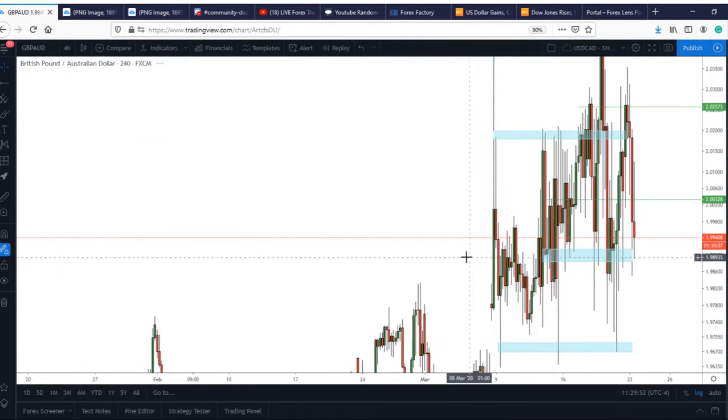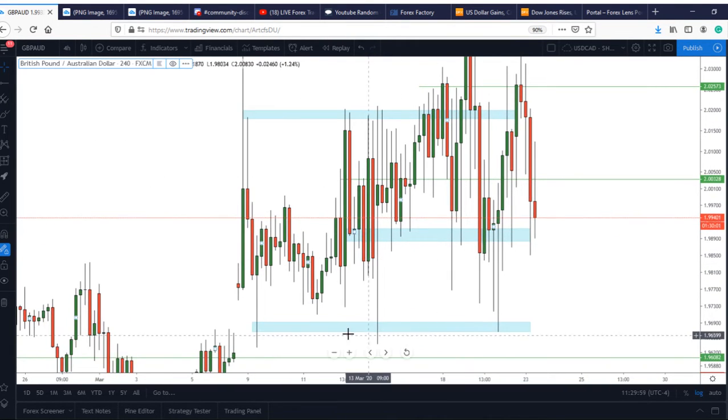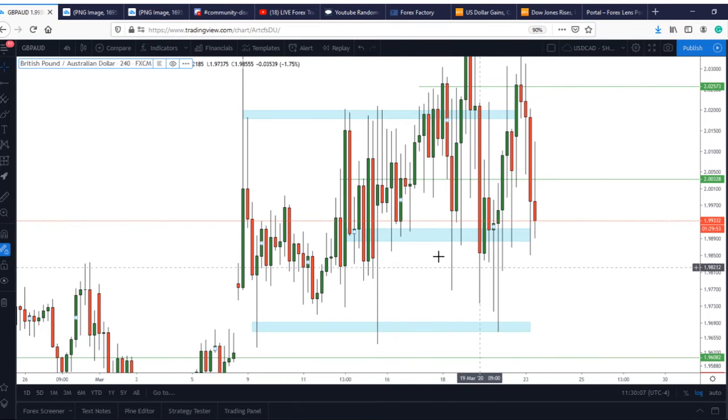I think the 4 hour would be best. It's been trapped between this blue zone and then this zone right here, and then this zone right here. So 3 zones. In particular, it's respecting this support more than this one, just because it hasn't gone to this support that often. But you can see how many opportunities you had just by plotting these two zones.